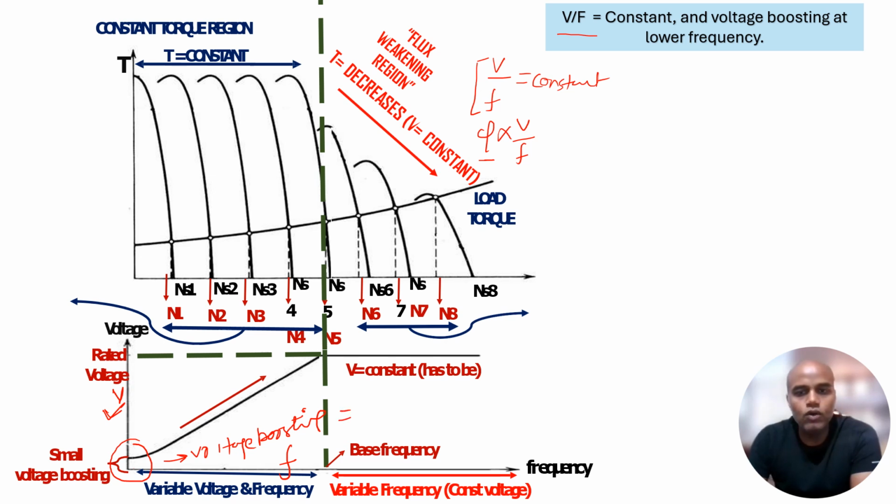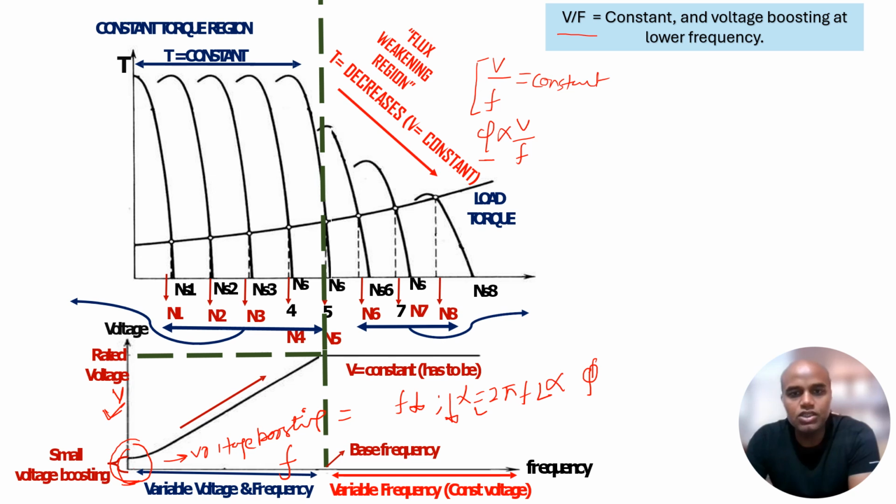Because the voltage boosting is only done for the lower frequency regions, right? At a very low frequency, the reactance X = XL = 2πfL sharply drops down, and this reactance was the reason to create the flux.